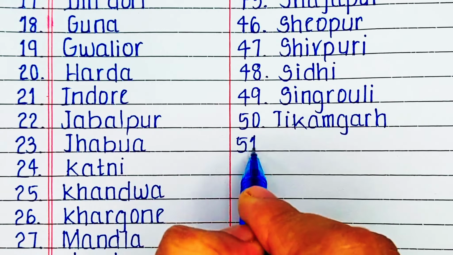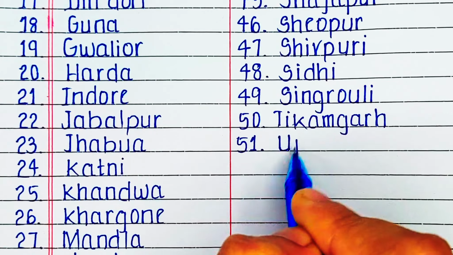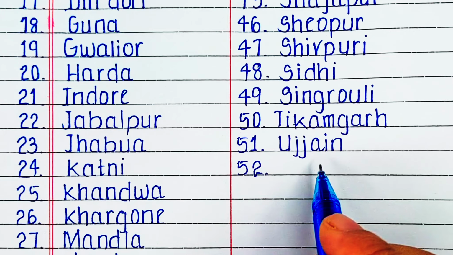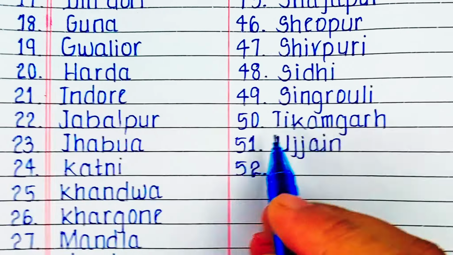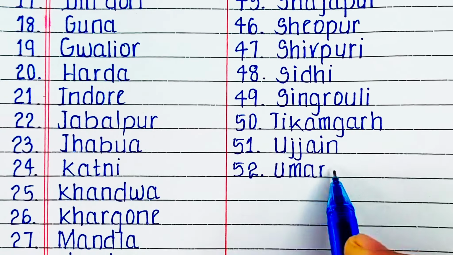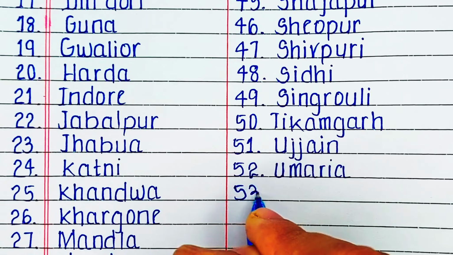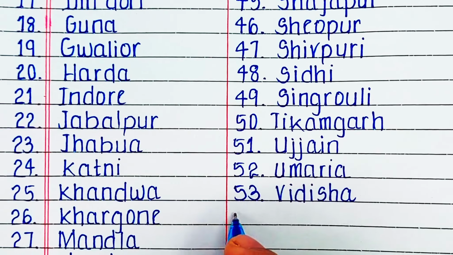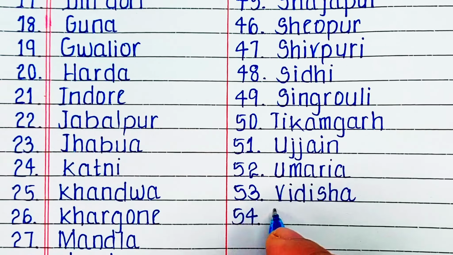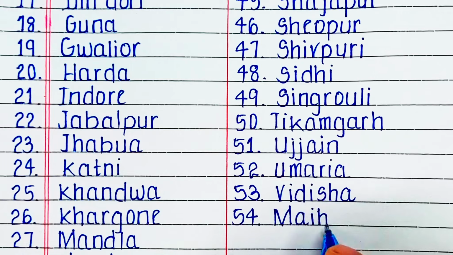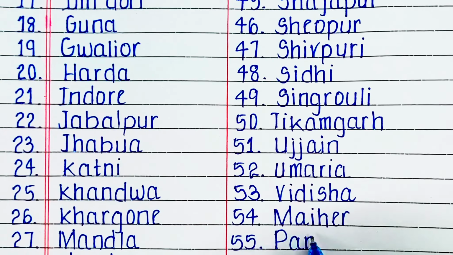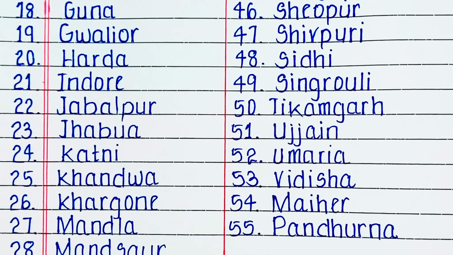Next district is Tikamgarh. Next is Ujjain. Next district is Umaria. Next, Vidisha. Next district is Maihar. Last one and the 55th district is Pandhurna.